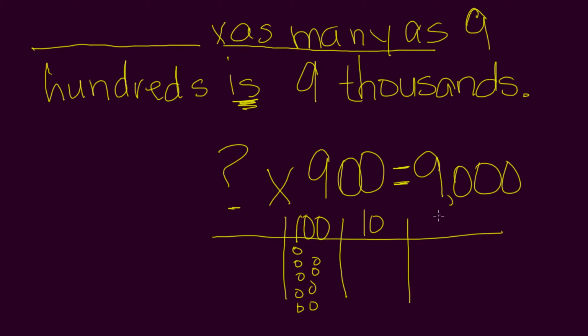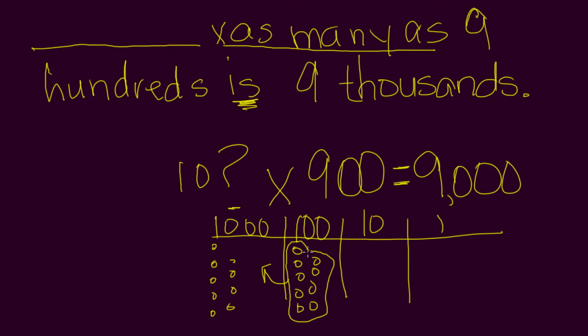Okay, these are tens, those are ones, and here's your thousands. How many times are we going to times these 900s to get 9,000? So in other words, we need to move these over, 9 of these, over to here. Well, in order to get 9 over here, you're going to have to multiply each one of these times 10.